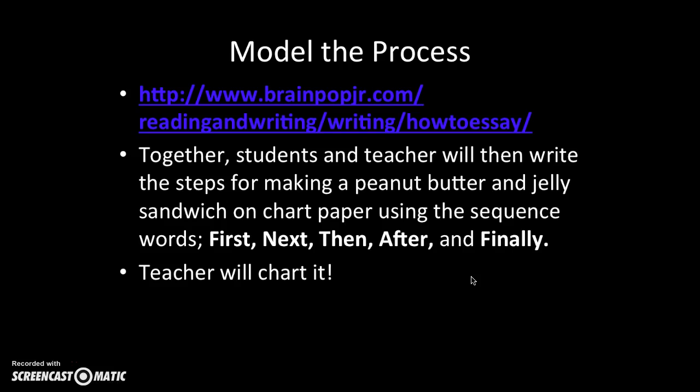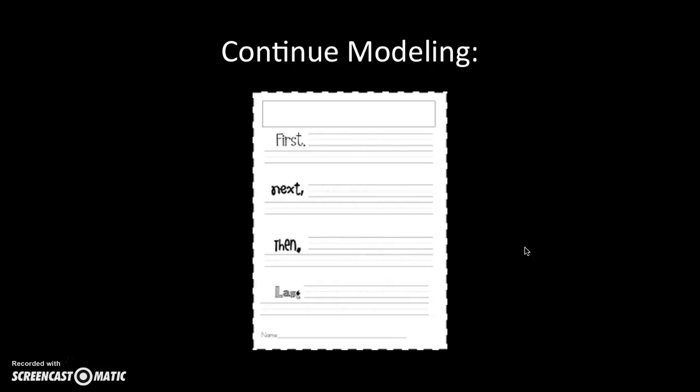After they watch the video, the students will join the teacher on a rug and they're going to discuss the sequence words needed to complete the how-to, such as first, next, then, after, and finally. And as the students are explaining this, the teacher is going to chart it for them. And over here you could see an example of a chart that the teacher would use. She would have the sequence words listed, and then the children will give the steps of making the peanut butter and jelly sandwich using the sequence words.